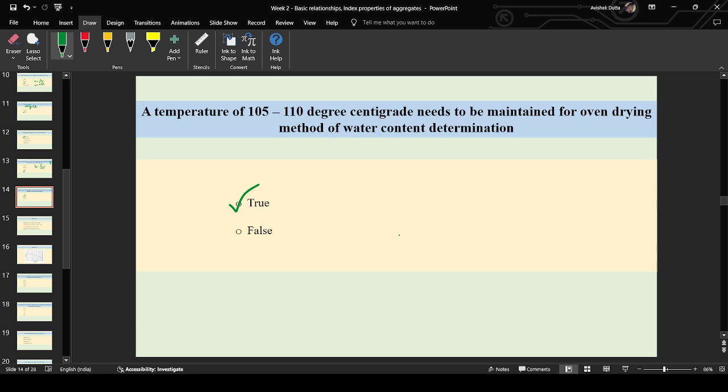Why can't it be more than 110? There is no difference in the moisture content, sir. Whatever you observe at 110, it remains more or less the same at higher temperatures also. Then I could say I will keep the oven temperature at 120 and get the dried sample faster.